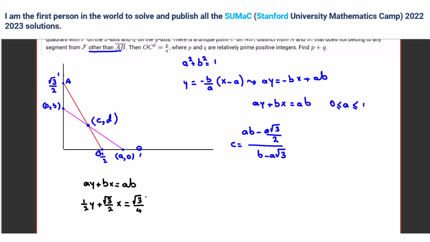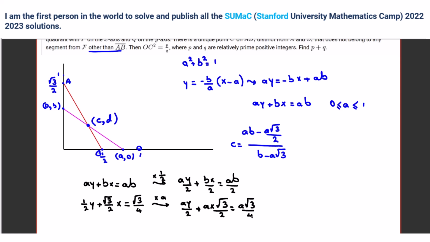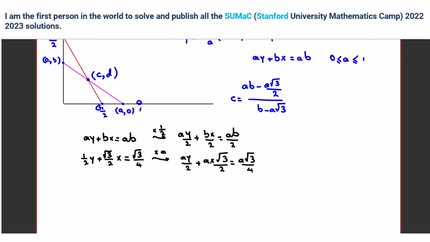If you want to find x, let's do something. Let's multiply this one by a, this one by 1 half to get rid of y. So it will be ay over 2 plus bx over 2 is equal to ab over 2. And for this one, ay over 2 plus ax root 3 over 2 is equal to a root 3 over 4, right? If you subtract, you get x times (b over 2 minus a root 3 over 2) is equal to ab over 2 minus a root 3 over 4.